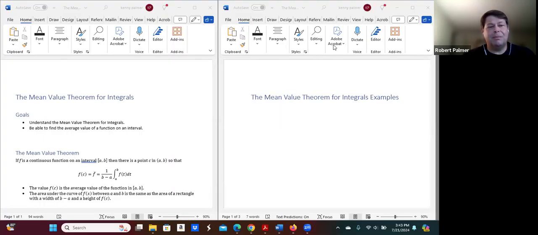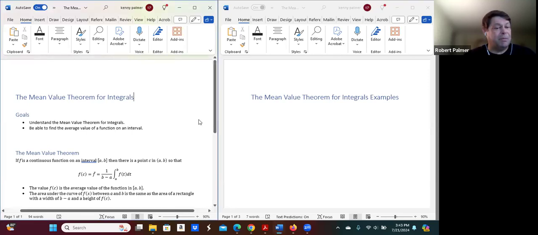Hello, everyone. Welcome back. Today, we'll learn about something called the mean value theorem for integrals. First, we'll understand what it is and what it tells us. Since it's talking about a mean value, we're talking about an average. We'll use this to help us find the average value of a function on an interval, which sometimes can be useful information.